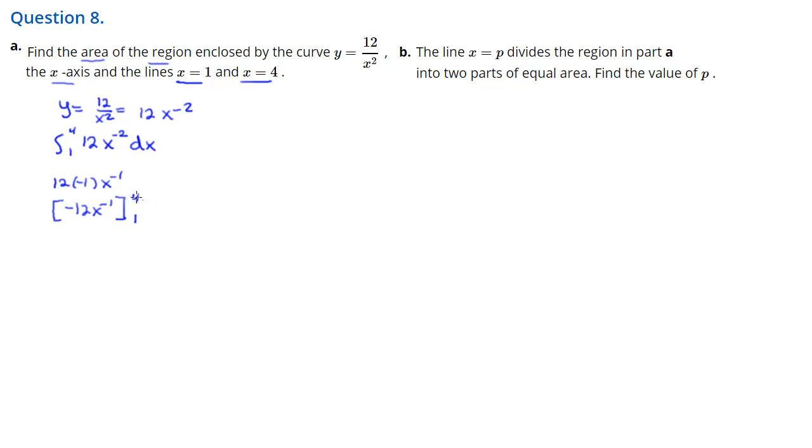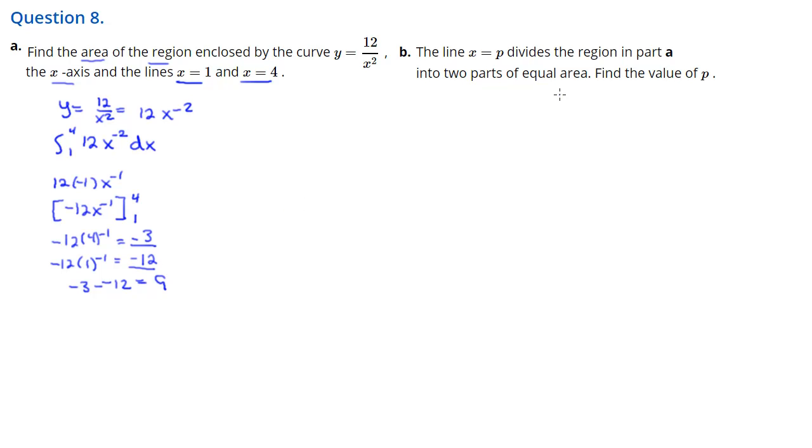And I'm going to put in a 4 and a 1, and I've just got to substitute in the 4, and then substitute the 1, and then subtract the two values. The first one's going to be -3, and the next one's going to be -12. When I subtract them, minus a negative is the same thing as addition. It'll end up being 9 for the total area.